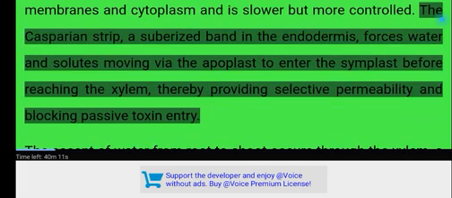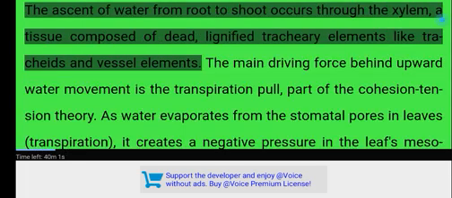The Casparian strip, a suberized band in the endodermis, forces water and solutes moving via the apoplast to enter the symplast before reaching the xylem, thereby providing selective permeability and blocking passive toxin entry. The ascent of water from root to shoot occurs through the xylem, a tissue composed of dead, lignified tracheary elements like tracheids and vessel elements.